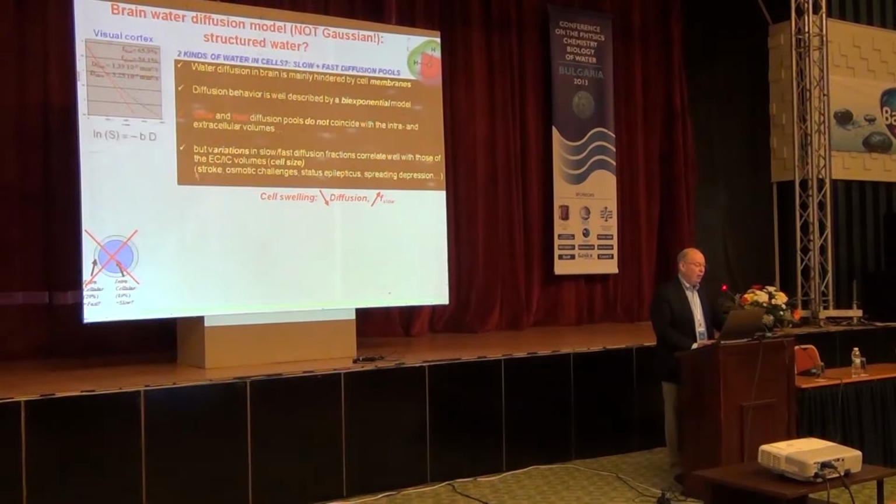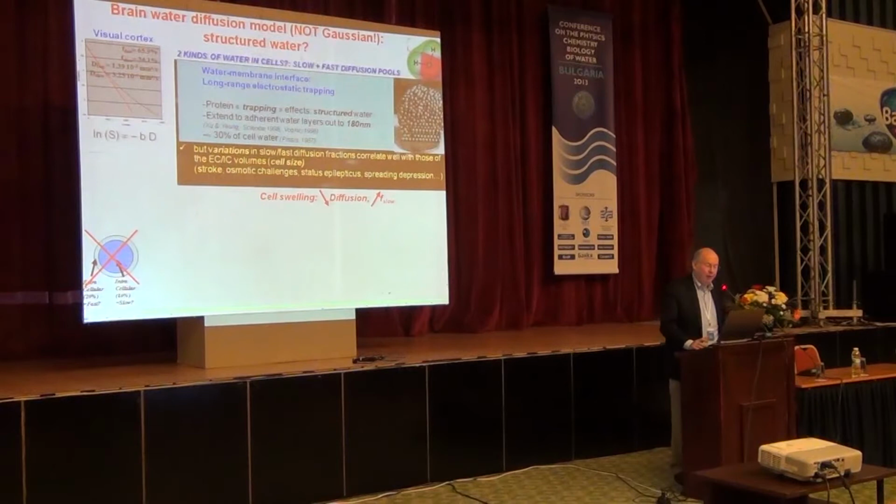What is clear is that when diffusion goes down, for instance in stroke, it's not really diffusion which is going down. What we see now is that the fraction, the pool of slow diffusion, increases. So it's a balance between the slow and the fast pools which is changing. So we think swelling doesn't change water diffusion per se, it's just changing the balance between slow and fast diffusing water. So how is that possible?